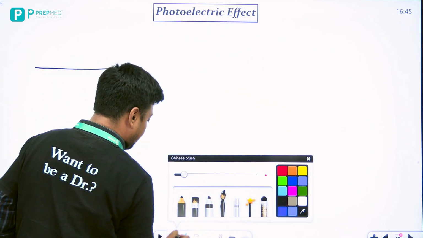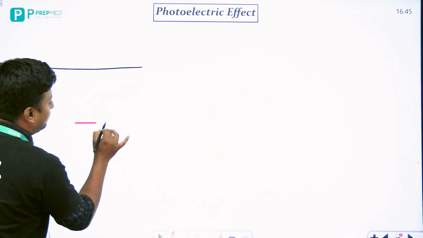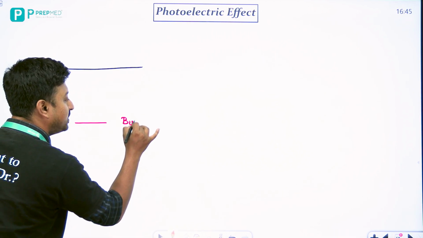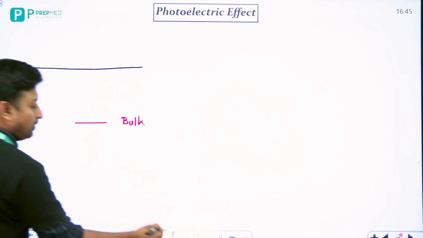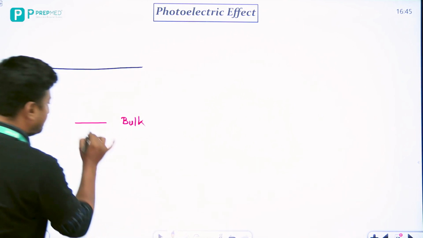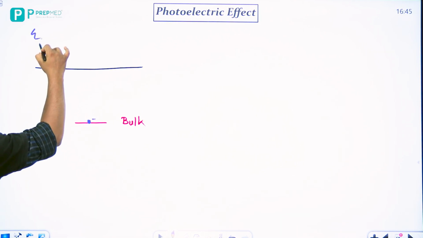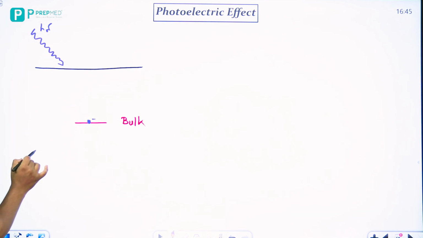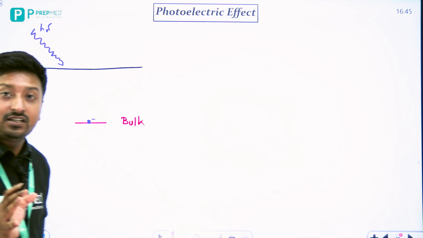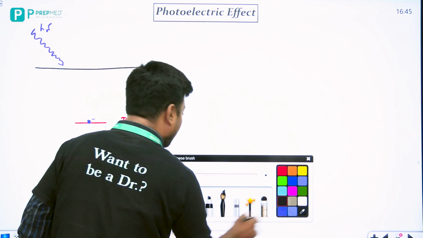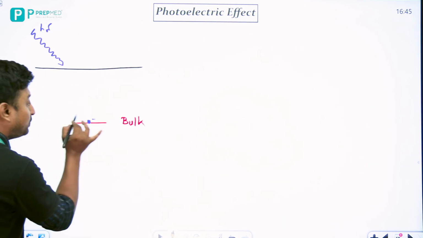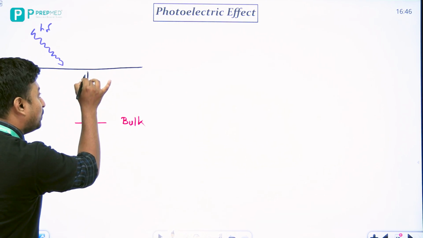Let's say this is a metal surface. Under this metal surface, at a particular bulk state, this is known as the bulk region. In the bulk region, that is where the electron is. Now what happens once radiation of h nu is incident on the surface? It has to provide a sufficient amount of energy to this electron, which can directly go to the surface.